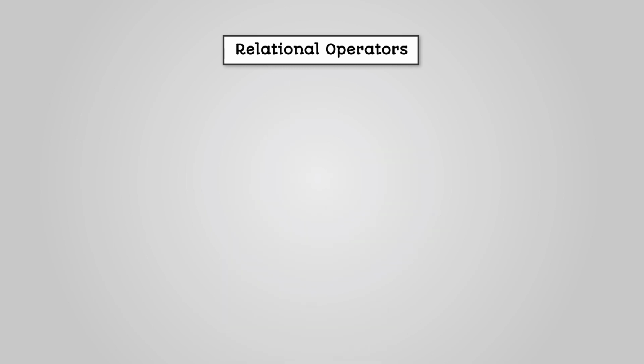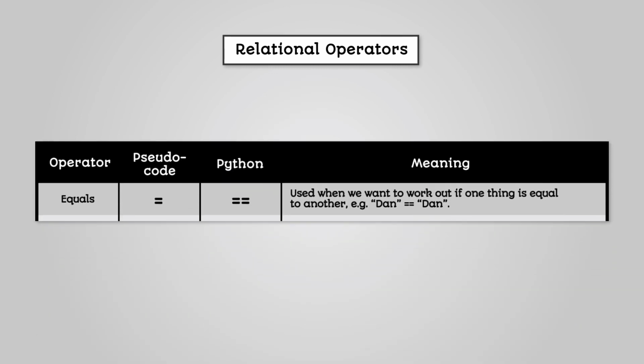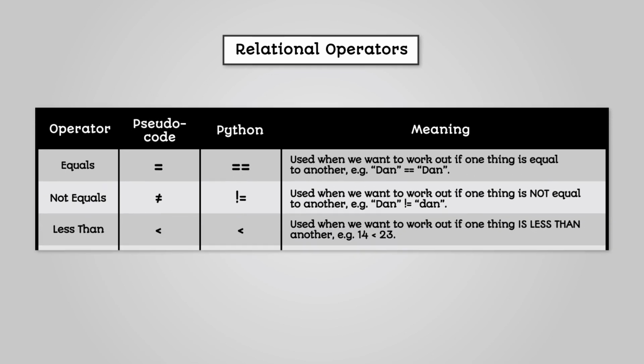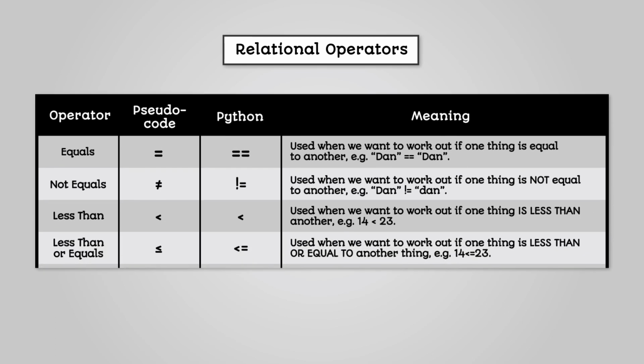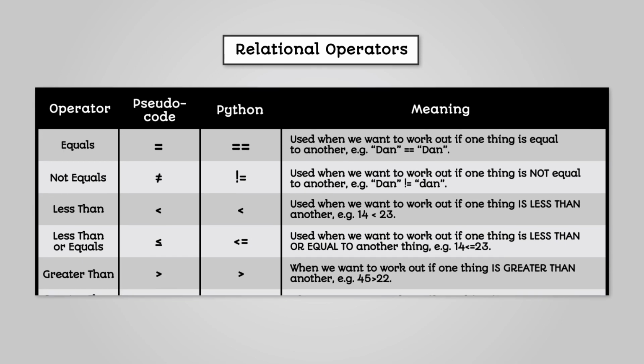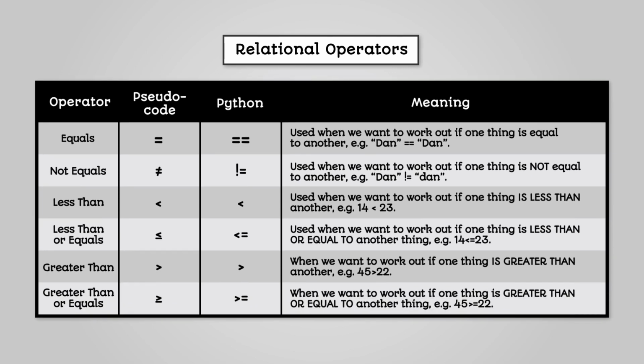The most commonly used comparison operators used in programming are equals, used when we want to work out if one thing is equal to another, not equals, used when we want to work out if one thing is not equal to another, less than, used when we want to work out if one thing is less than another, less than or equals, used when we want to work out if one thing is less than or equal to another thing, greater than, when we want to work out if one thing is greater than another, and greater than or equals, when we want to work out if something is greater than or equal to another thing.